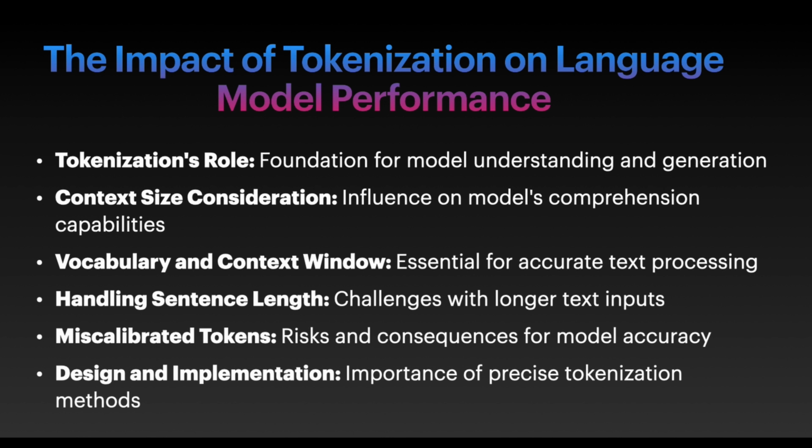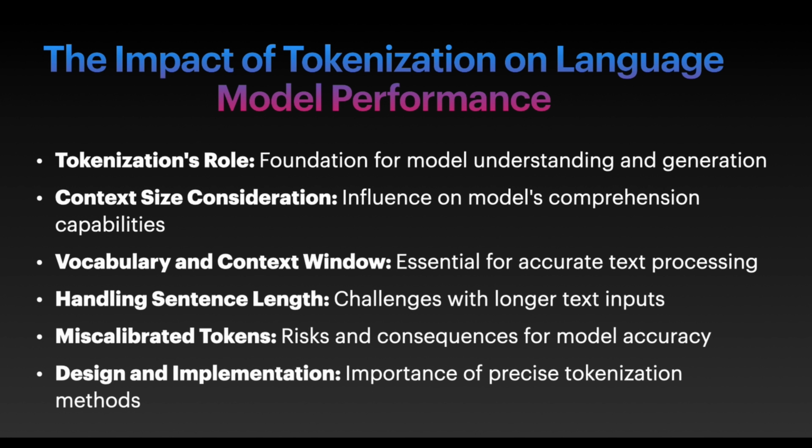Then context size. Think of context size as the model's field of vision. It determines how many surrounding words the model considers when analyzing a specific word or phrase. Too narrow a context and the model misses the bigger picture. Too wide and it loses focus on important details. Finding the optimal context size is crucial for the model to grasp complex relationships within the text and maintain consistency in its output.